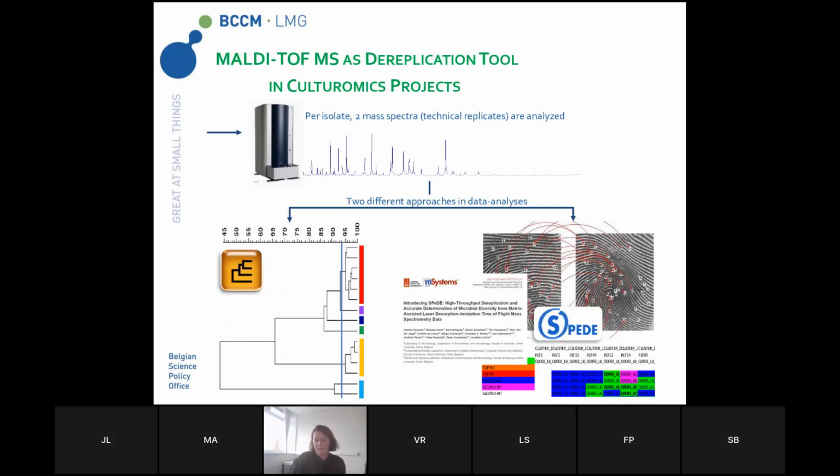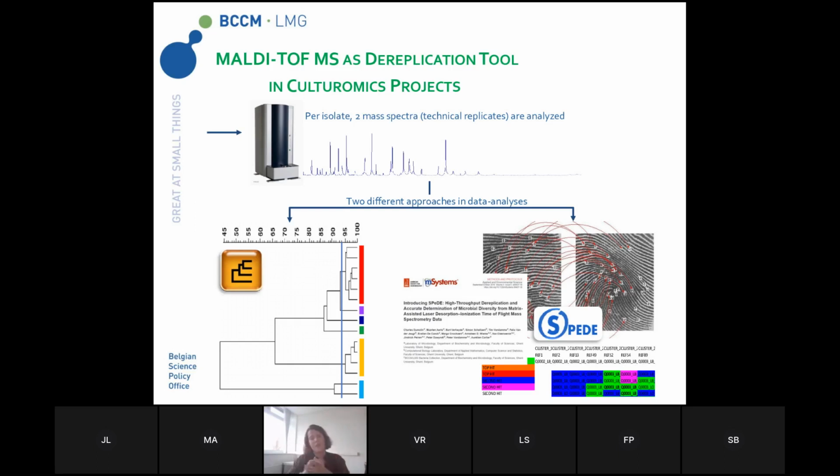So we have the MALDI-TOF MS measurements. Again, we obtain 2 mass spectra, technical replicas again, per isolate. And then we have 2 different approaches that we combine to perform data analysis. In the left part, you have BioNumerics from Applied Maths, MIRRI, that we use, where we do a cluster analysis. So you have global similarity taken into account of all the mass spectra that you generated.